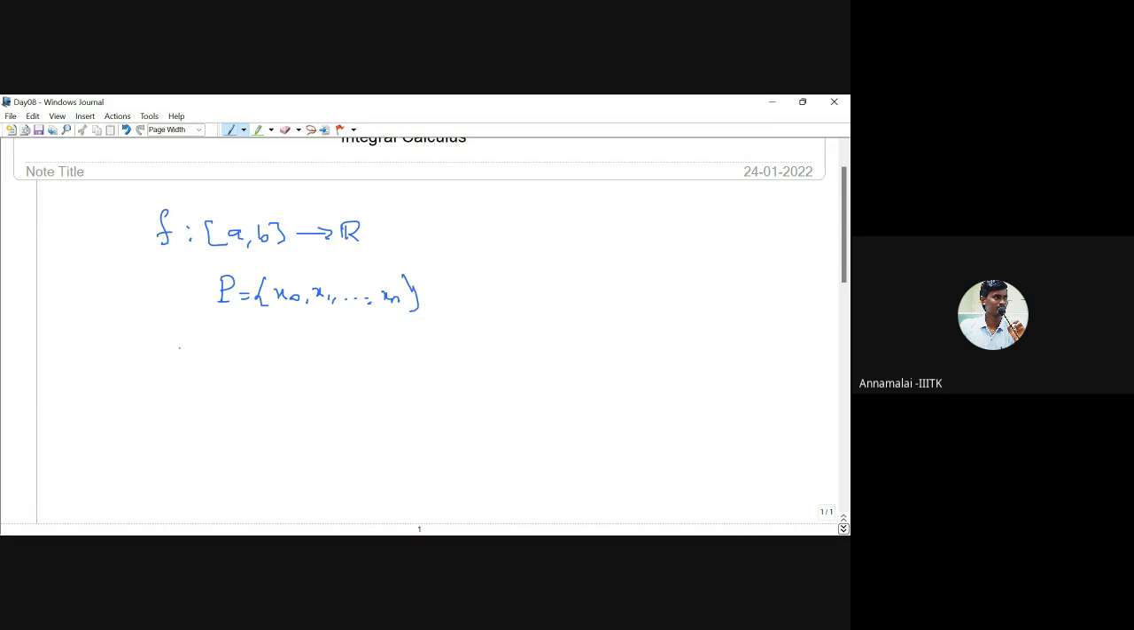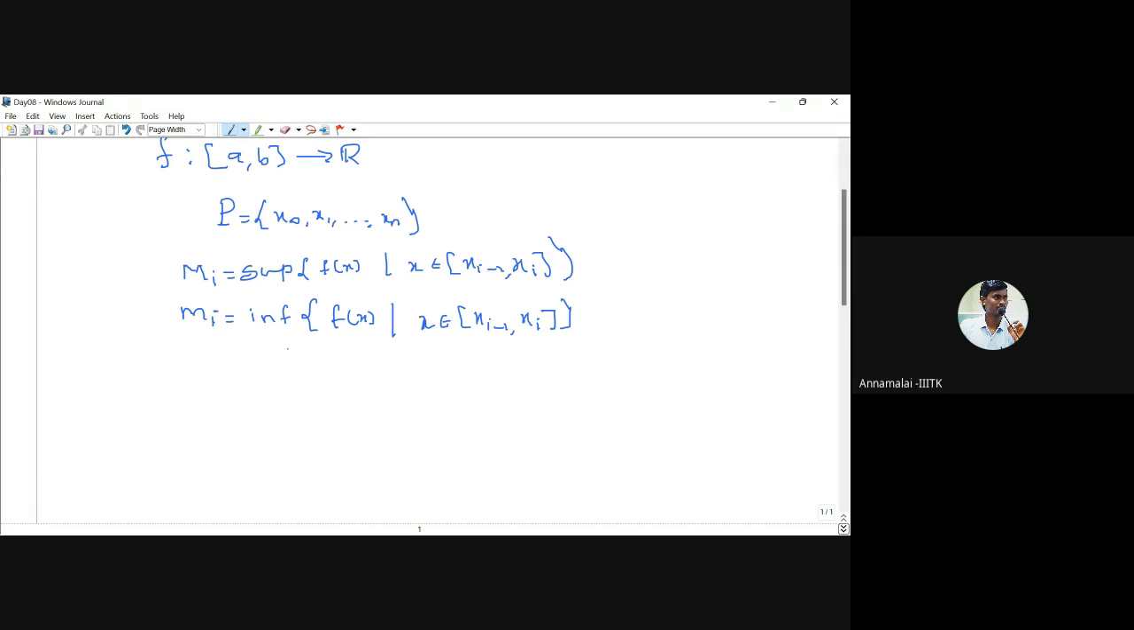and we define two sums. So before that we define capital Mi, the supremum of the function in the interval [xi minus 1, xi]. So that is the set of all f of x where x varies in the interval [xi minus 1, xi]. In this interval the maximum value of the function we denote capital Mi. Small mi is the infimum of the function in the interval [xi minus 1, xi], the ith interval.